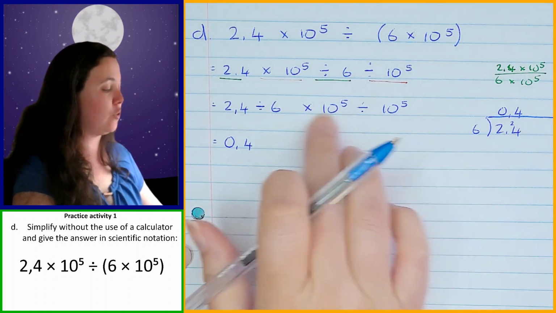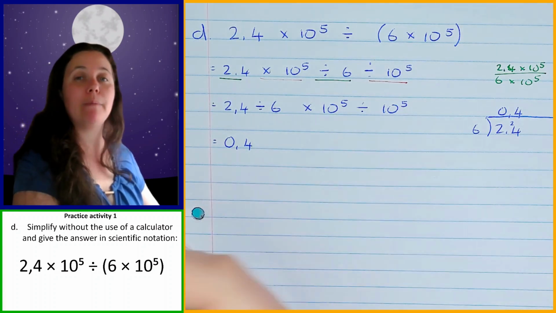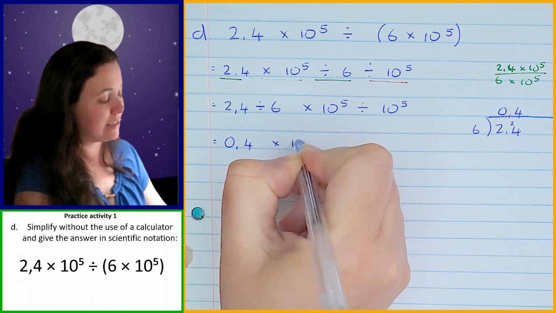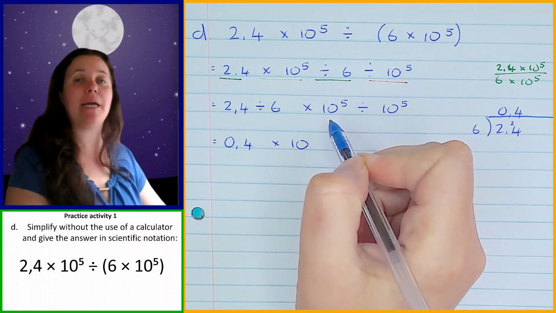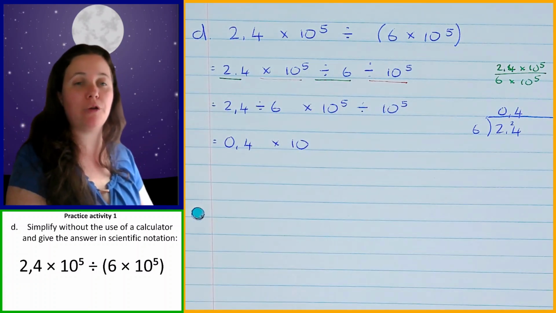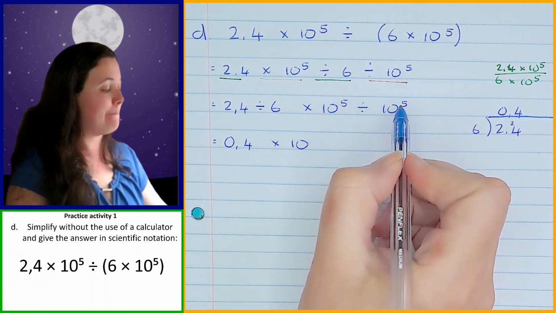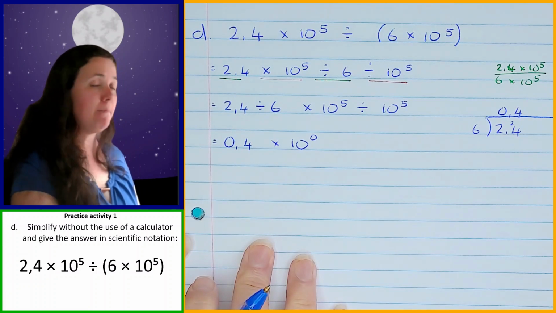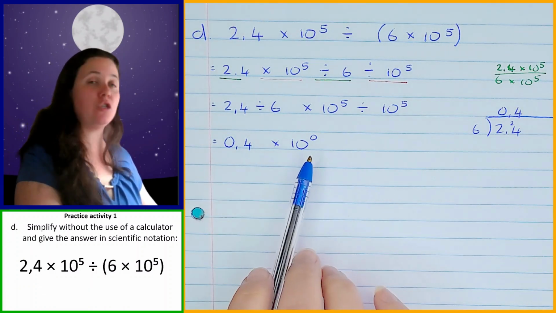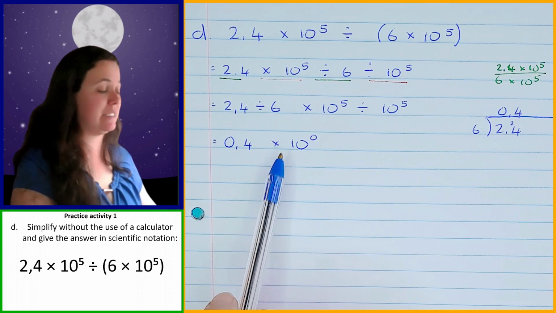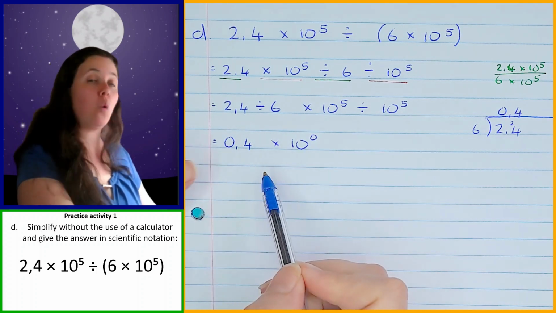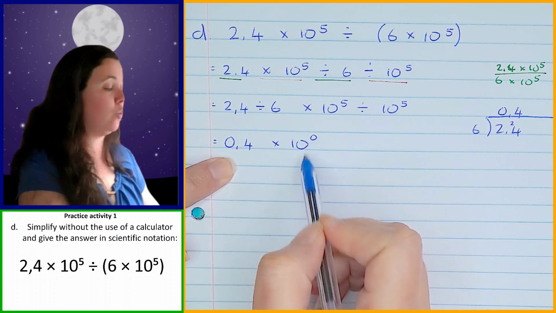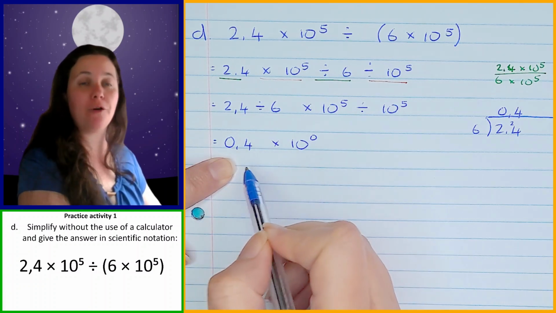Now, let's have a look at this over here. Remember, when we multiply powers with the same base, we keep the base the same, so it's times 10. And then, because I'm dividing, I'm going to be subtracting the exponents. So I'm going to have 5 minus 5, and that gives me 0. Now, the next thing I need to do is check if this is written properly in scientific notation. Anything with a power of 0 is 1, which means that this would just be 0.4.